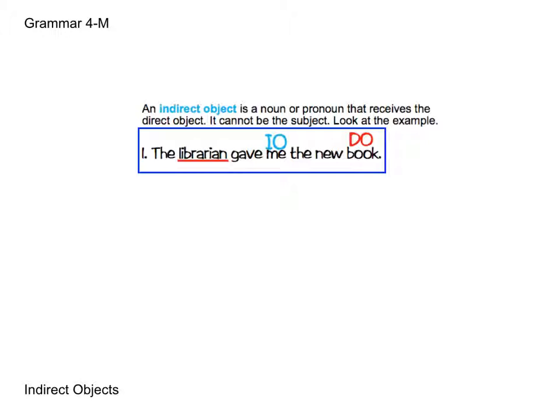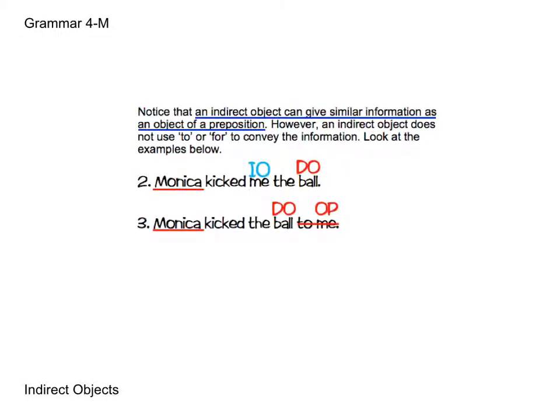You just kind of have to play with it. So let's look at the rest of this explanation. We know that an indirect object can give similar information as an object of a preposition. That might not seem obvious at first, but let's keep reading. An indirect object does not use to or for to convey the information that a prepositional phrase would. So let's look at that.